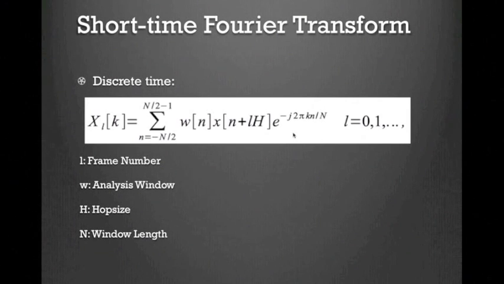As you can see, the input signal is not just x[n], but is the multiplication of w, which is our analysis window, by a fragment of x[n]. And x also has a frame number and the hop size. l is the frame number, h is the hop size. So we'll be iterating over l, skipping over time in this way.